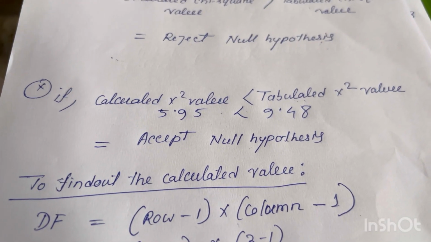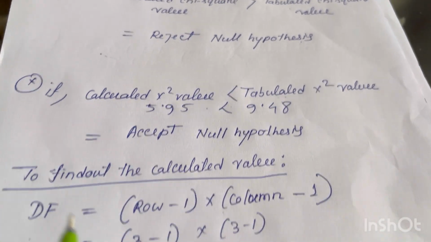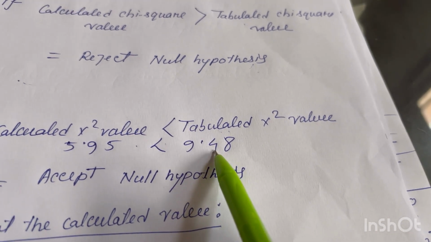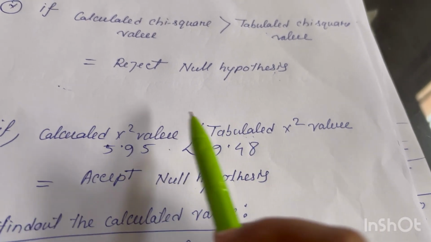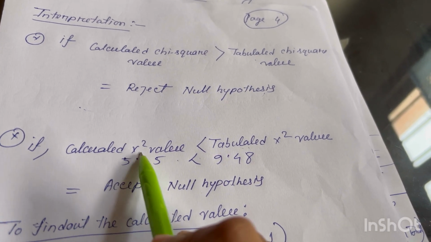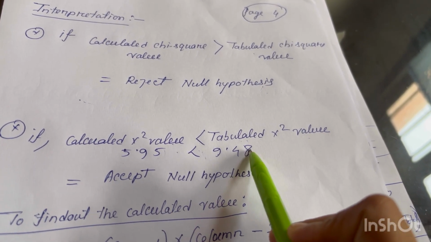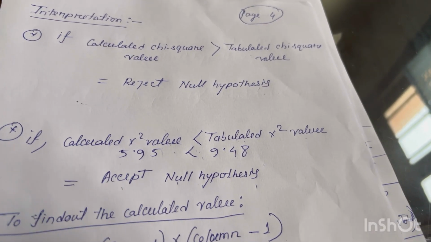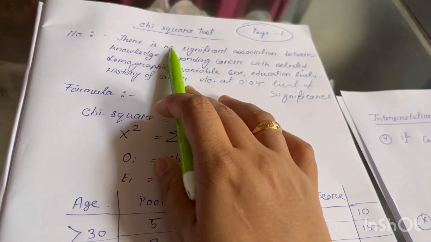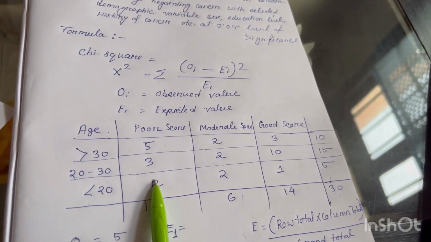Now we will do the interpretation. This is our calculated value, which we got by calculating chi-square, and this is our tabulated value that we got from the chi-square table. It is written in the interpretation section that if your calculated chi-square value is less than the tabulated chi-square value, as ours is, then we have to accept the null hypothesis. What does accepting the null hypothesis mean? That means we have to accept that there is no significant association between age and knowledge score.